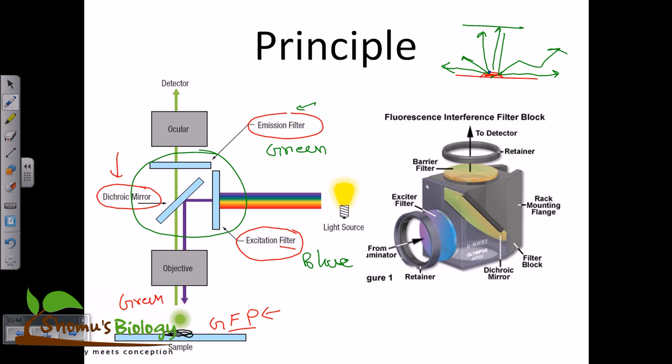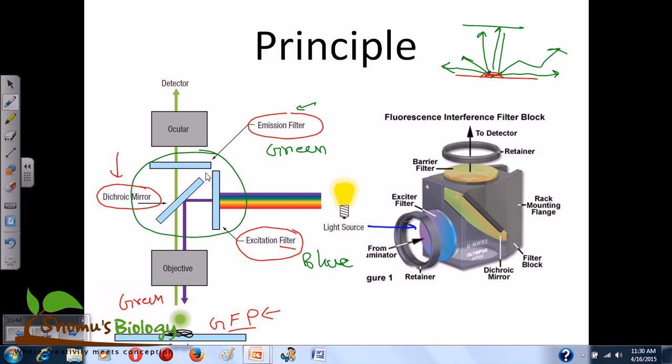This is the excitation filter. The excitation filter filters out all the others except for the blue. Let's say at the very beginning blue is there, red is there, green is there, every light was there. But after this excitation filter, only blue light passes. It will then be reflected by the dichroic mirror, and the blue light goes down to the sample.